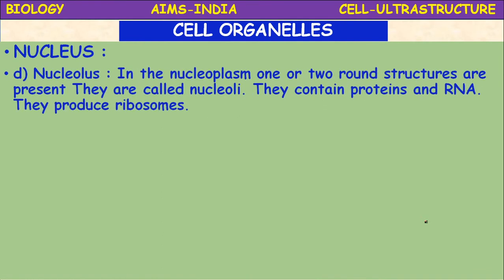Nucleolus. In the nucleoplasm, one or two round structures are present. They are called nucleoli. Nucleoli means plural. Nucleolus means singular. They contain proteins and DNA, and they produce ribosomes. Ribosomes are produced from the nucleolus of the cell.